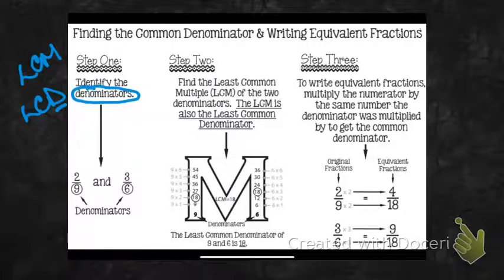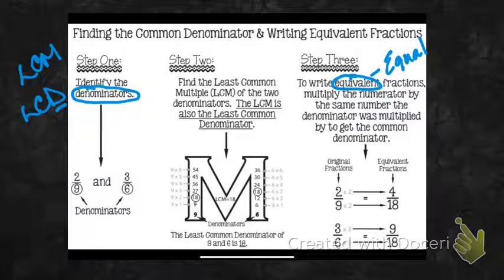If you take a look at the screen in front of you, there are 3 easy steps to finding an LCD and writing equivalent fractions. Now remember, equivalent, we've talked about this before. Equivalent just means equal. If you need to make a note of that so you remember, that's fine. We're just making fractions that are equal to each other.